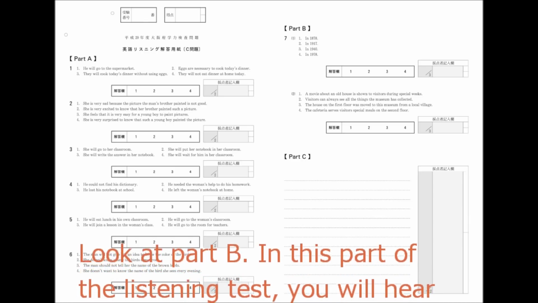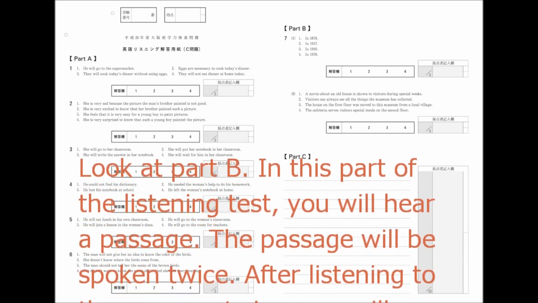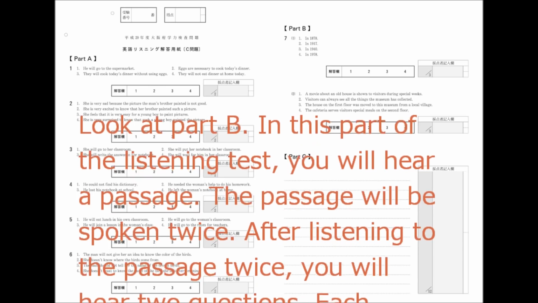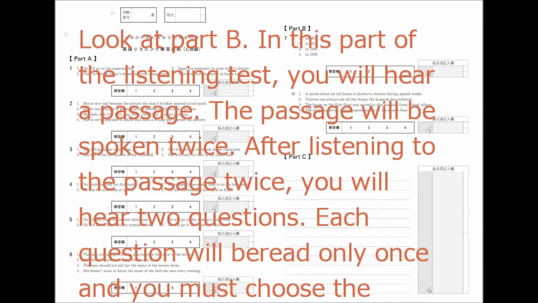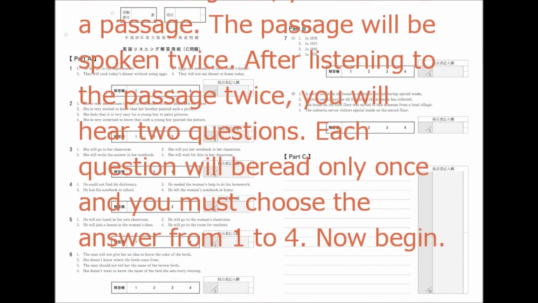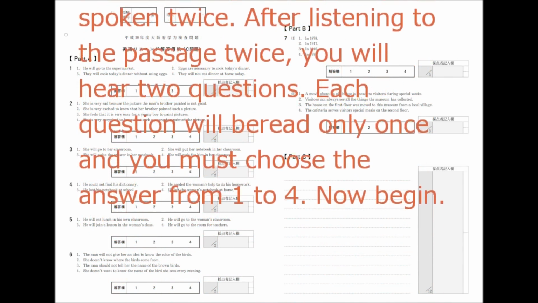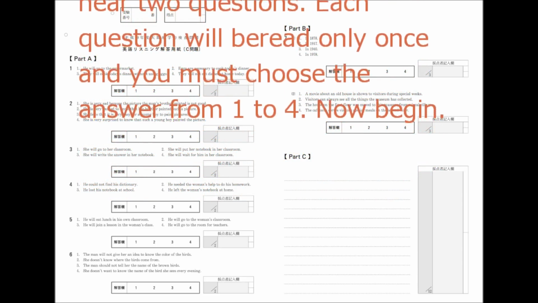Look at part B. In this part of the listening test, you will hear a passage. The passage will be spoken twice. After listening to the passage twice, you will hear two questions. Each question will be read only once, and you must choose the answer from 1 to 4.